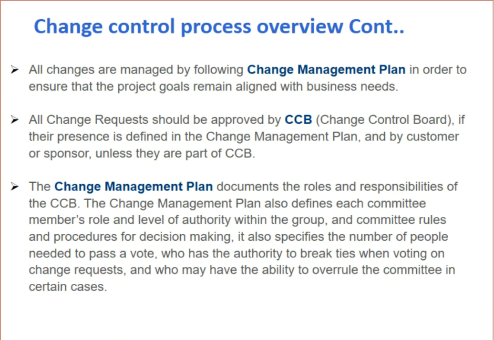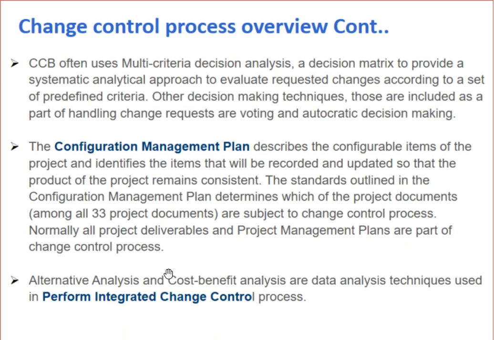The change management plan documents the roles and responsibilities of the CCB. It also defines each committee member's role and the level of authority within the group, and committee rules and procedures for decision making. It also specifies the number of people needed to pass a vote, who has the authority to break ties when voting on a change request, and who may have the ability to overrule the committee in certain cases.